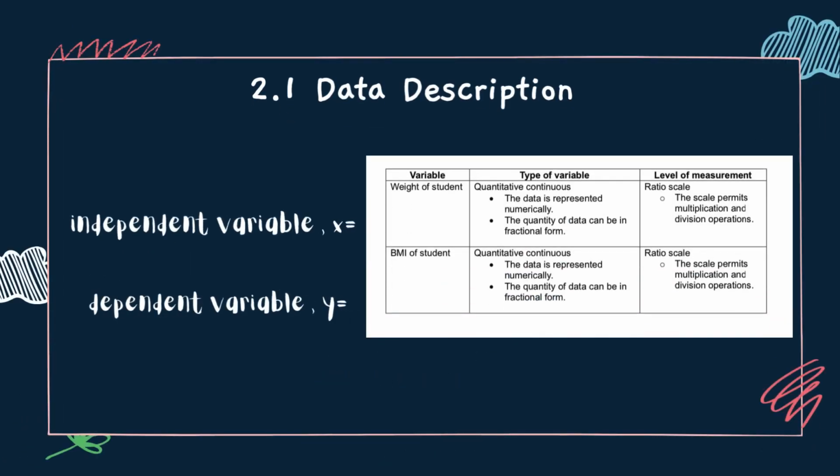Next, we move to methodology. There are variable, type of variable, and level measurement. Variable for weight of student is independent variable and type of variable is quantitative continuous, where the data can be represented, and level measurement is ratio scale. Variable of BMI of student is dependent and type of variable is quantitative continuous, and level of measurement also ratio scale.